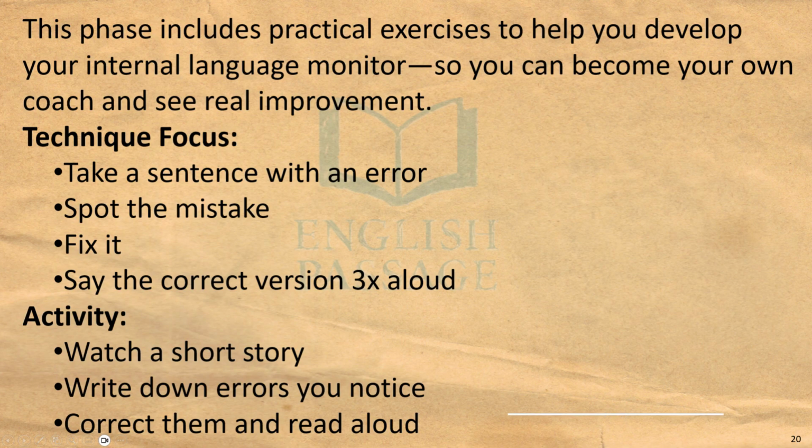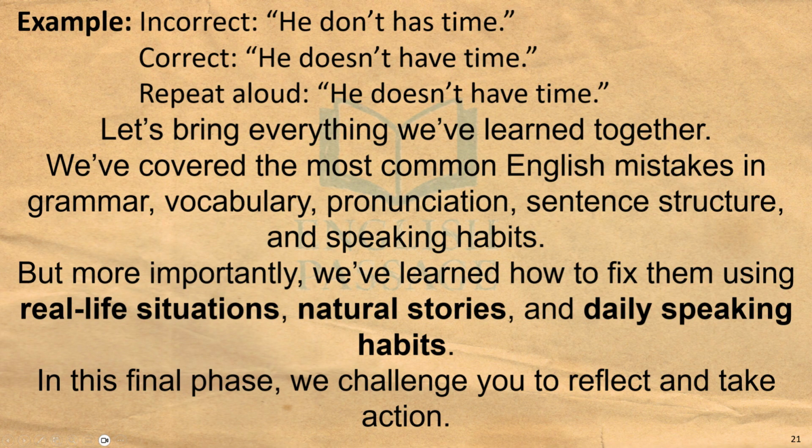Technique focus. Take a sentence with an error. Spot the mistake. Fix it. Say the correct version three times aloud. Activity: watch a short story. Write down errors you notice. Correct them and read aloud. Example. Incorrect: "He don't has time." Correct: "He doesn't have time." Repeat aloud: "He doesn't have time."